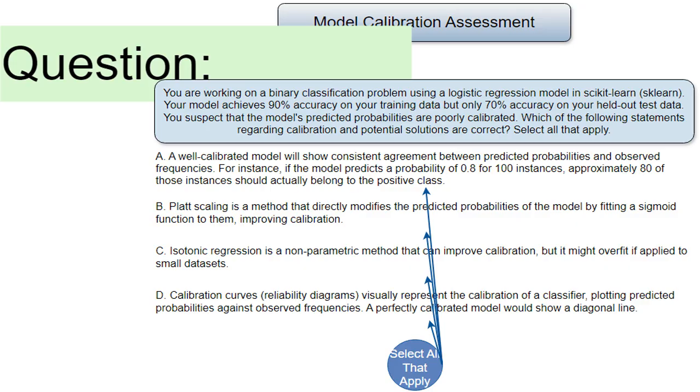I'm presenting a scenario about a logistic regression model. The model's accuracy is great on the training data, 90%, but it's much lower on the testing data, 70%. This suggests a problem with calibration. The model's predicted probabilities might not accurately reflect the true probabilities. The question is designed to see if you understand what model calibration is and how we can improve it.